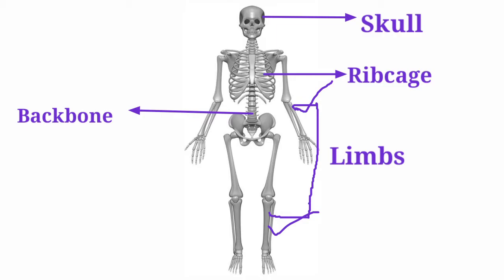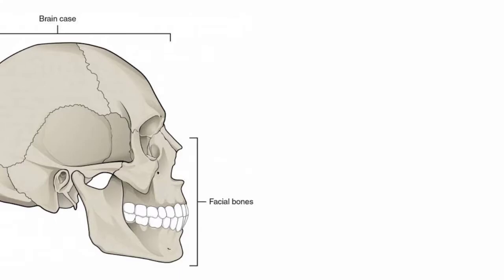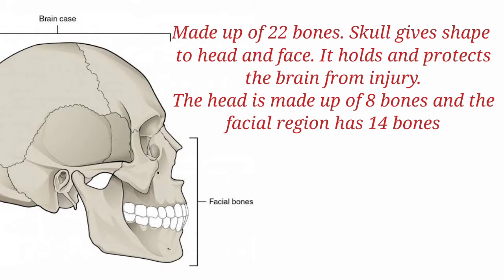Come to the first one, that is skull. The skull is made up of 22 bones. Skull gives shape to the head and face. It holds and protects the brain from injury. So skull is not just a single bone, it is made up of 22 bones.